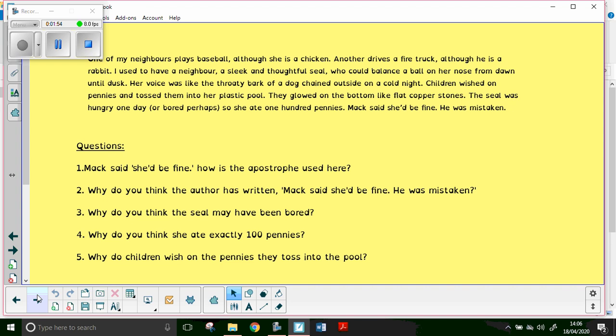Number five, why do children wish on pennies they toss into the pool? So have you ever been anywhere where it might be a reason you think, oh, you can put pennies in there, and you've looked in, and sometimes it's a wishing well or something like that, or a statue in a fountain, and there's money at the bottom. So why do you think people throw money in? What is the reason for that?